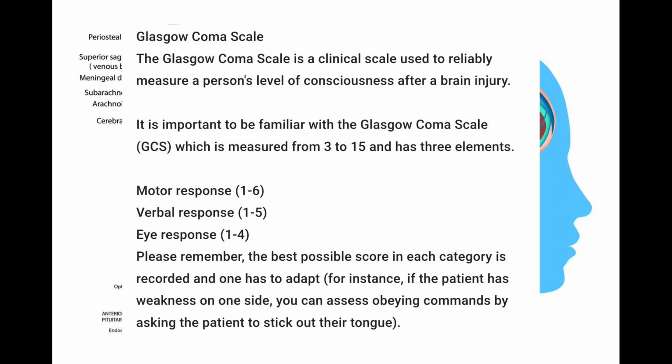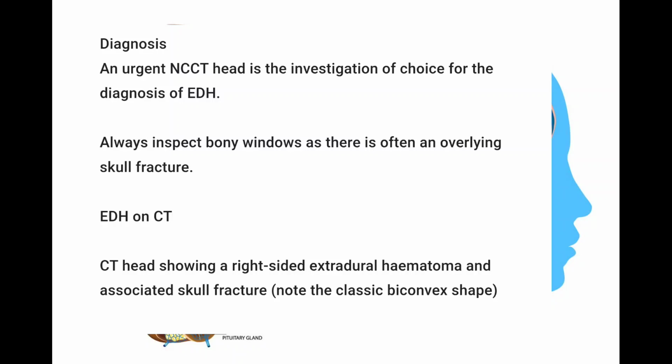The Glasgow Coma Scale is a clinical scale used to reliably measure a person's level of consciousness after a brain injury. It is important to be familiar with the Glasgow Coma Scale, GCS, which is measured from 3 to 15 and has 3 elements: motor response, 1 to 6, verbal response, 1 to 5, eye response, 1 to 4. Please remember, the best possible score in each category is recorded and one has to adapt. For instance, if the patient has weakness on one side, you can assess obeying commands by asking the patient to stick out their tongue. Diagnosis.